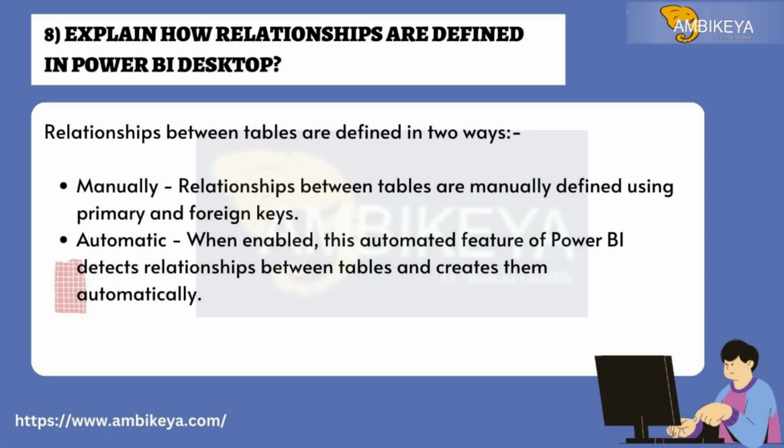Question number 8. Explain how relationships are defined in Power BI Desktop. Relationships between tables are defined in 2 ways. Manually: relationships between tables are manually defined using primary and foreign keys. Automatic: when enabled, this automated feature of Power BI detects relationships between tables and creates them automatically.